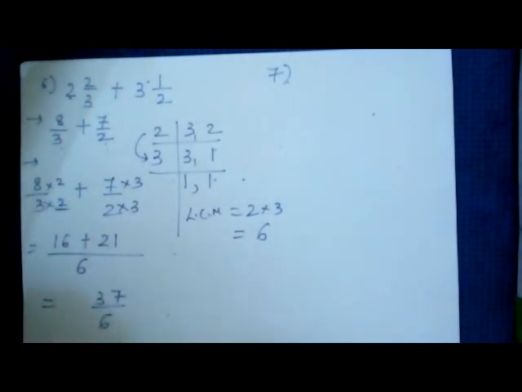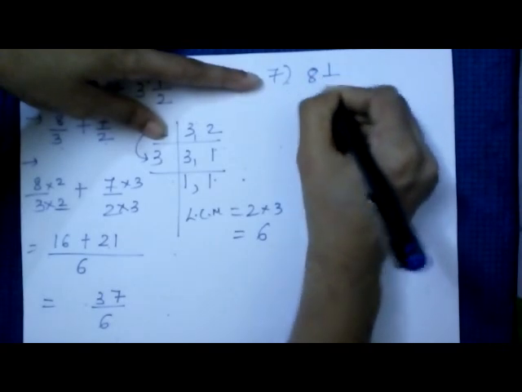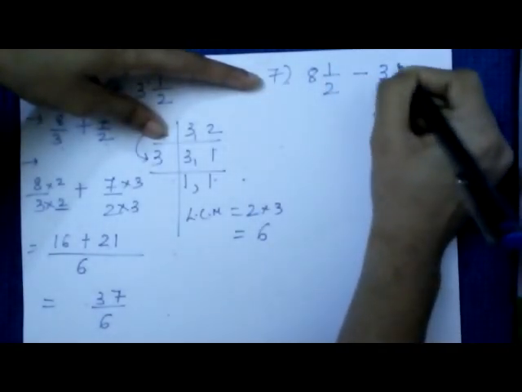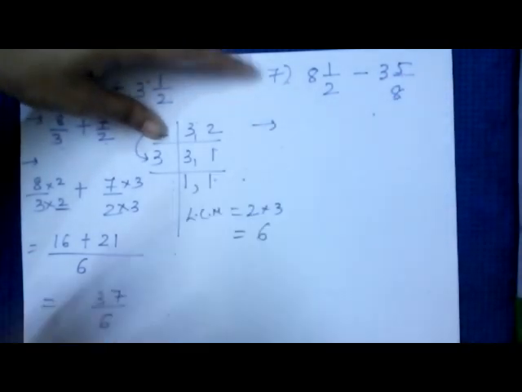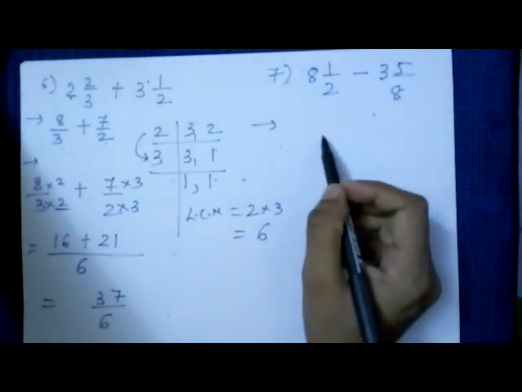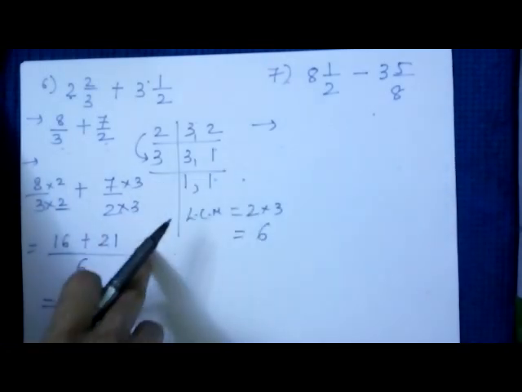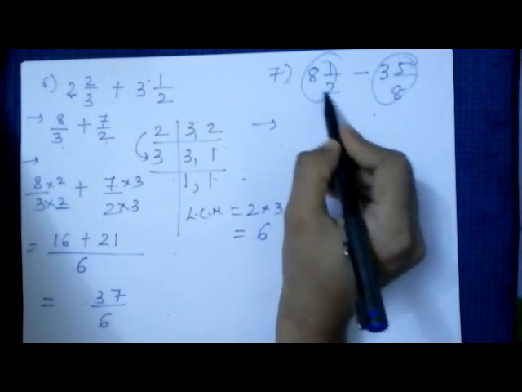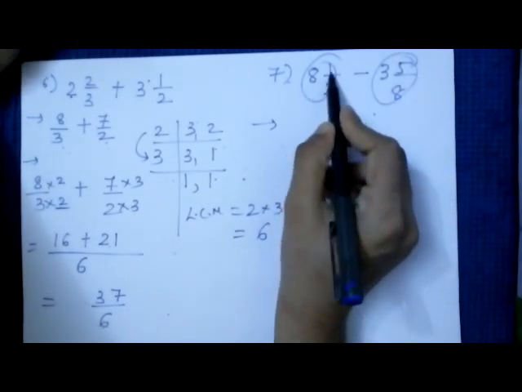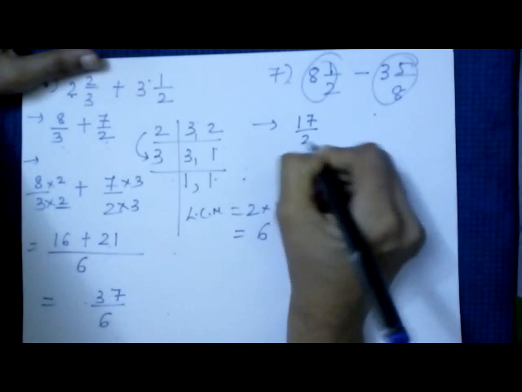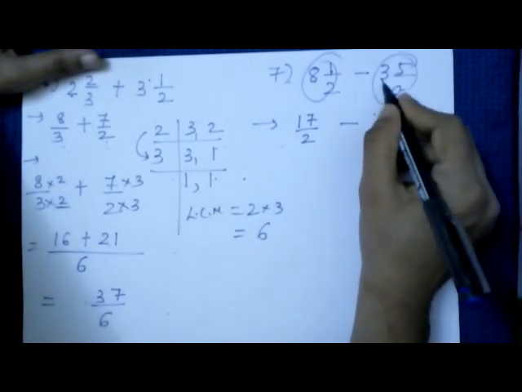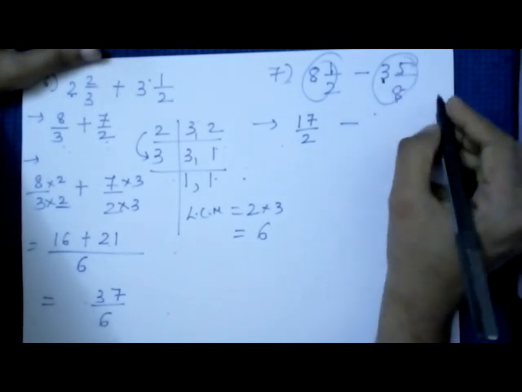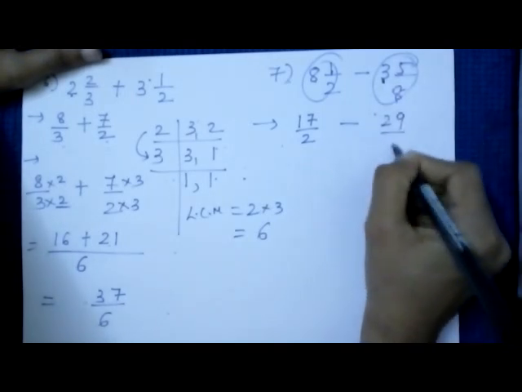This was the sixth one. Now the last one is the seventh one, that is 8 and 1 upon 2 minus 3 and 5 upon 8. This is our seventh one. Now the seventh one is again the same as the sixth one. You need to convert this first. 2 eights are 16 plus 1, so this will be 17 upon 2, minus 8 threes are 24, and 24 plus 5 will be how much? 29 upon 8.